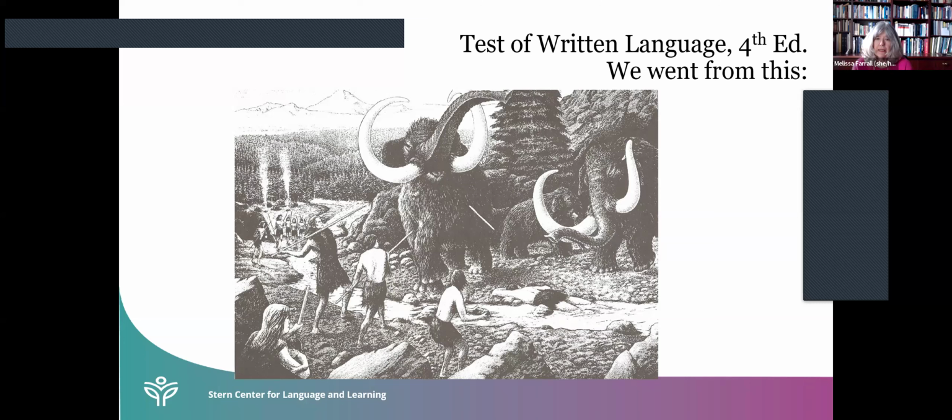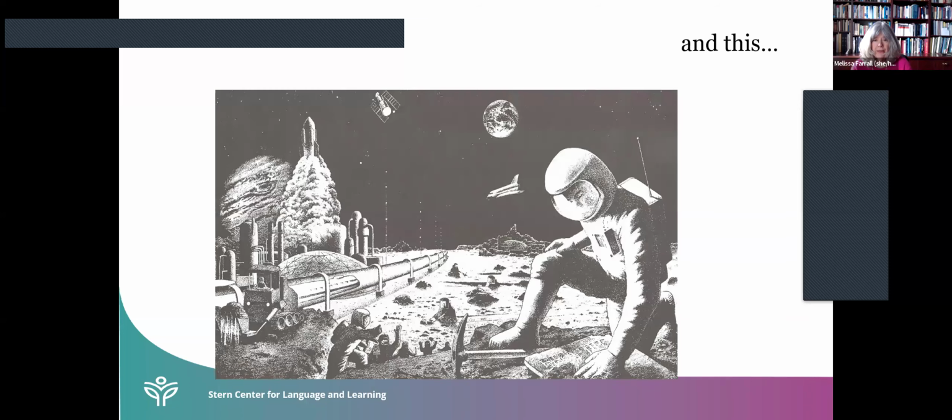But this is a picture of the mammoth scene, and you can see there's just a lot of nice detail. There's all kinds of things happening in this picture. And then there was a space scene. And once again, you can see that we have a spaceman. He's got like a tablet in his hand. There's things happening, there's a spaceship coming. There's just a lot to write about in each picture.